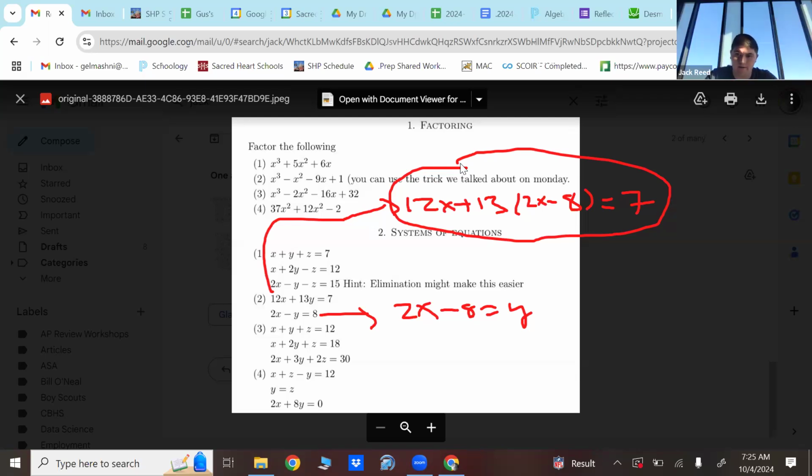You would factor in 13. You would distribute, right? You get 26x minus 104. So then you add 26 to 12, you get 38x minus 104. You add 104 to 7, and you get 111. And then you divide by 38, which should be a fraction.